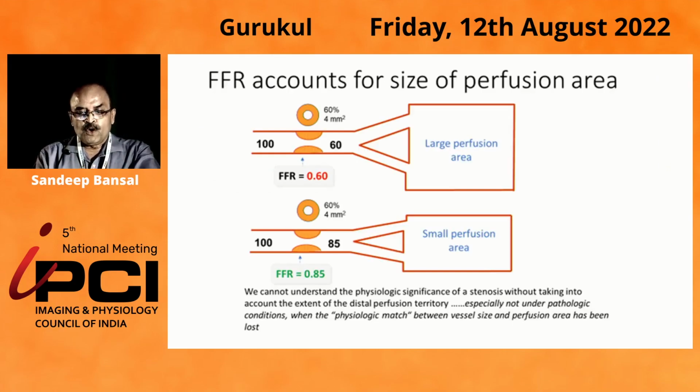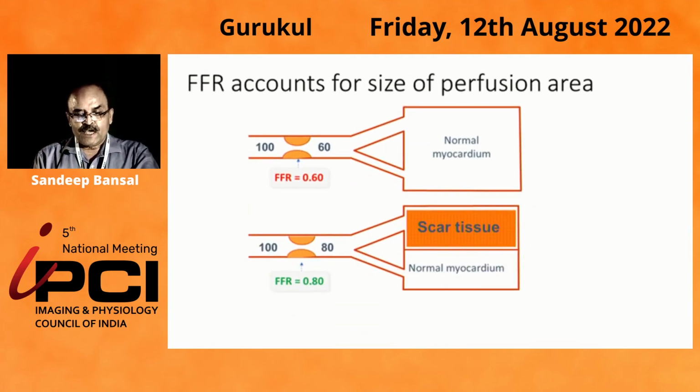be addressed. Also, what needs to be understood is that FFR accounts for the size of a perfusion area. So it's a common observation that the distal lesions, though they may appear more severe, actually have FFR values that are less. If you find two lesions at a similar distance but a difference in FFR value, it is only a surrogate for the fact that there is distal scar tissue and the normal myocardium distal to the vessel is less.